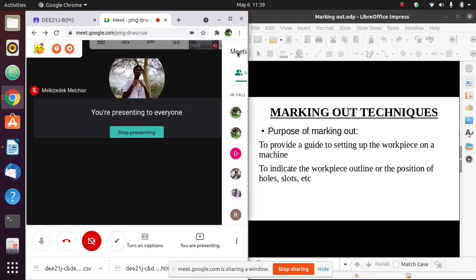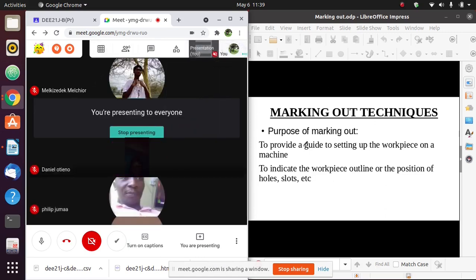Okay. Now, today's main topic is marking out. I wanted to introduce this topic, and what marking out refers to is the transfer of a design onto a workpiece. When I want to draw a line on a piece of metal, if I want to draw a circle on a piece of metal, that process is known as marking out. And what is the purpose of marking out?